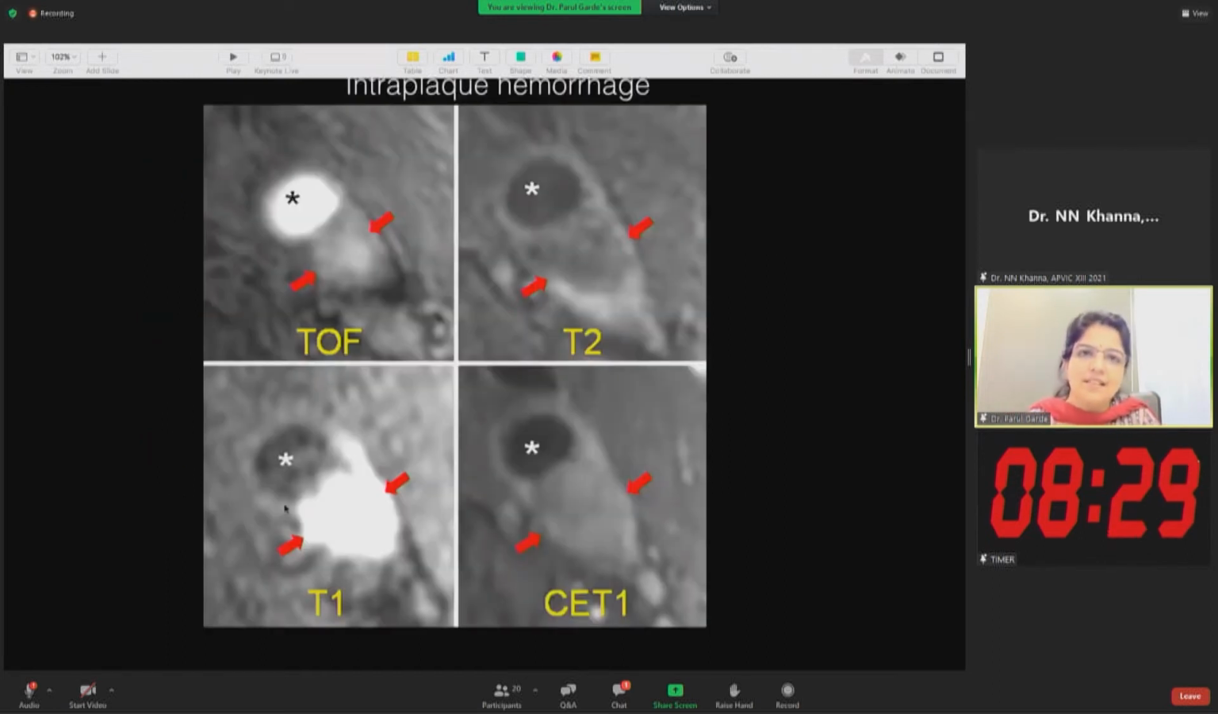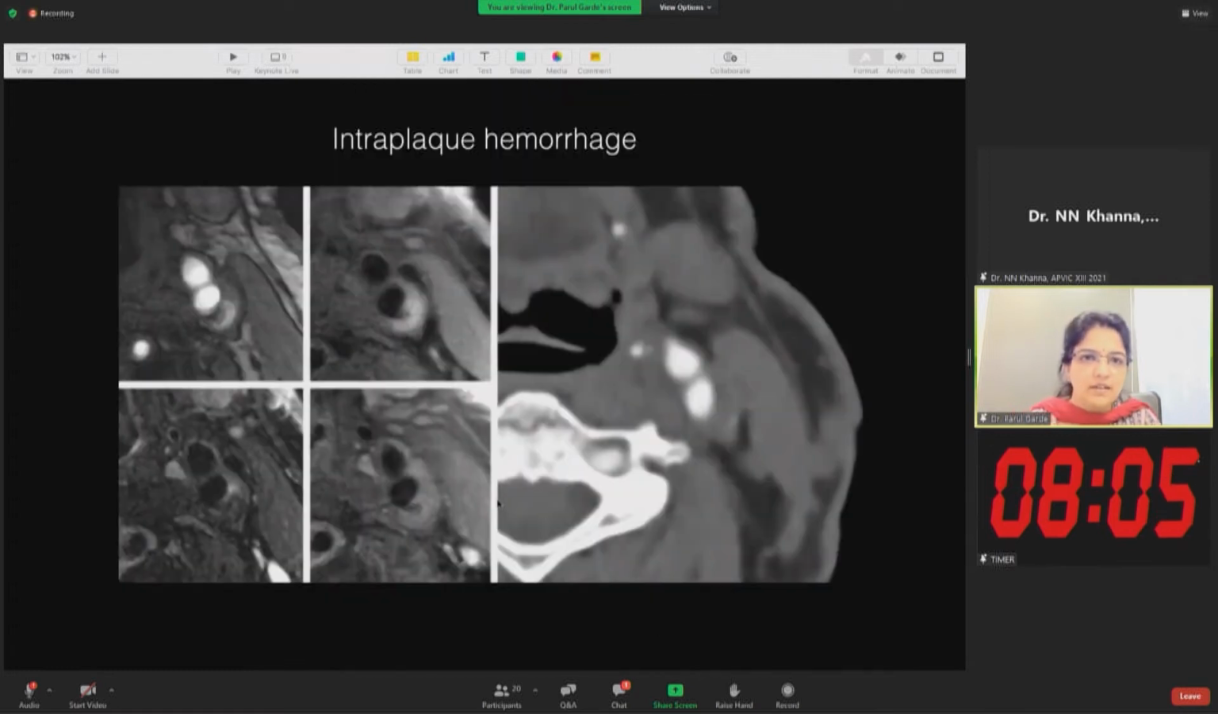So this is an example of an intraplaque hemorrhage. By the rule of thumb, most of the time, whenever you see a bright signal on T1 weighted sequence within the plaque, one has to think of intraplaque hemorrhage. So here, this is the vessel lumen and this is the plaque, which is showing a bright signal on T1. It is hypointense on T2 and not really enhancing on the contrast enhanced T1 scan. This is a typical example of an intraplaque hemorrhage.